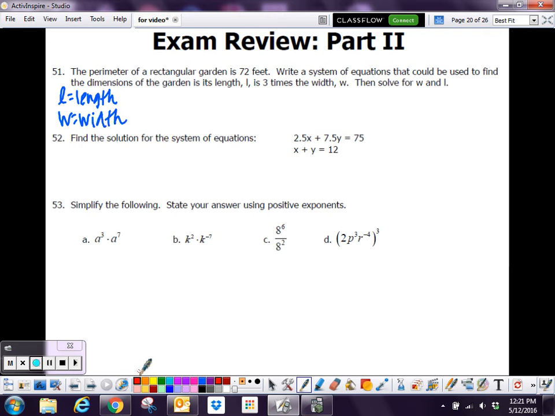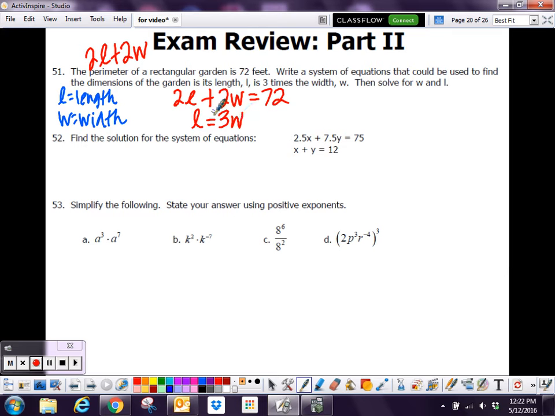Okay, so it says the perimeter, which means we're going to need to use the formula 2L plus 2W. So I've got 2L plus 2W, and that's equal to my perimeter. Okay, and then it says the length is, L is means equals. So I've got L equals 3 times the width, so 3W. All right, so there's my two equations. Now I just need to solve for L and W.